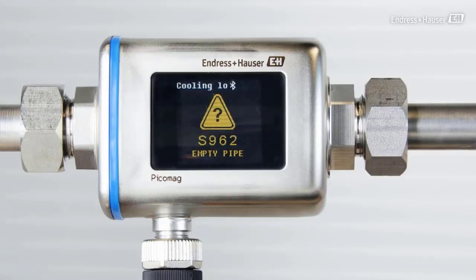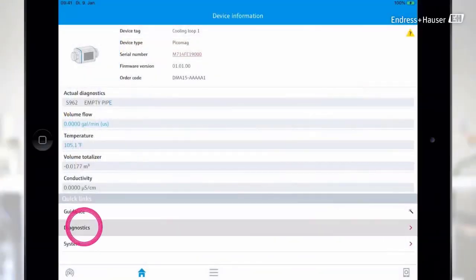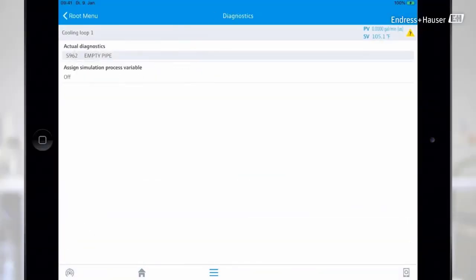And the display as well as the SmartFlow app give insight into real-time device status and provide corresponding diagnostic information, which notifies you directly to the cause of the condition. This allows quick identification and prevention of possible errors. Commissioning of the PicoMag is very simple using the SmartFlow app. It strongly supports you in substantially saving time and effort. Check it out!